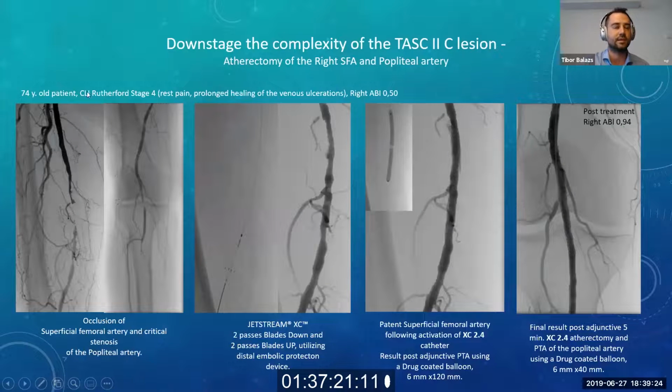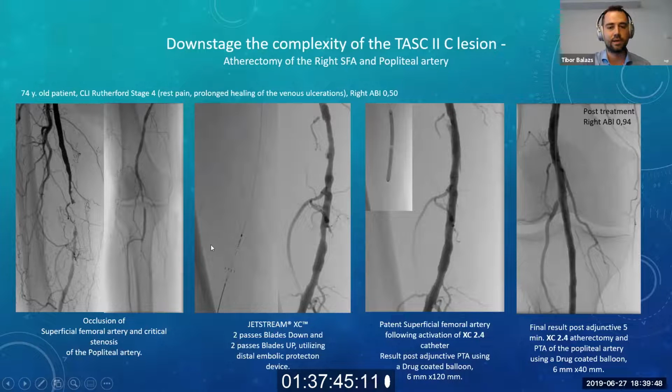So this is an example, a TASC C lesion. It was a 74-year-old patient with critical limb ischemia, Rutherford stage 4, with rest pain and prolonged healing of a venous ulceration, ankle brachial index 0.5. You can see here the occlusion of the mid-SFA with the stenosis, and the proximal and distal part is longer.